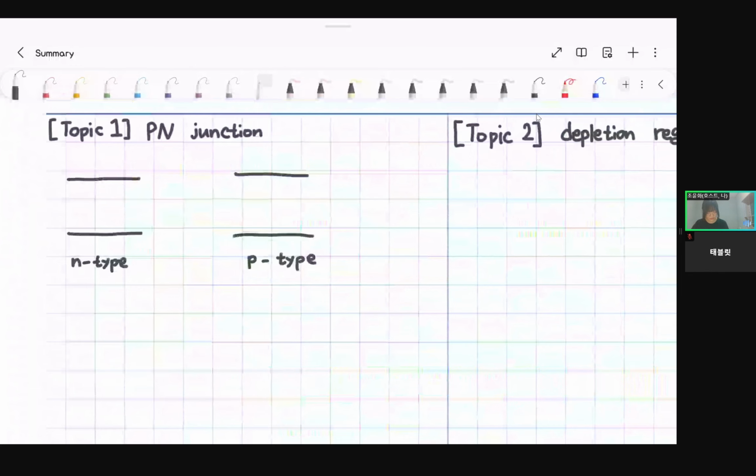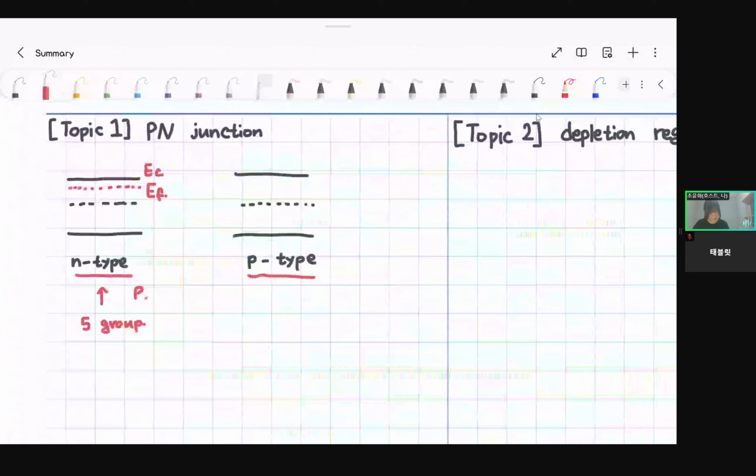The difference is that in N-type doping, we are using group 5 elements such as phosphorus, so the Fermi level goes up and the gap between the conduction band and Fermi level is narrowing.